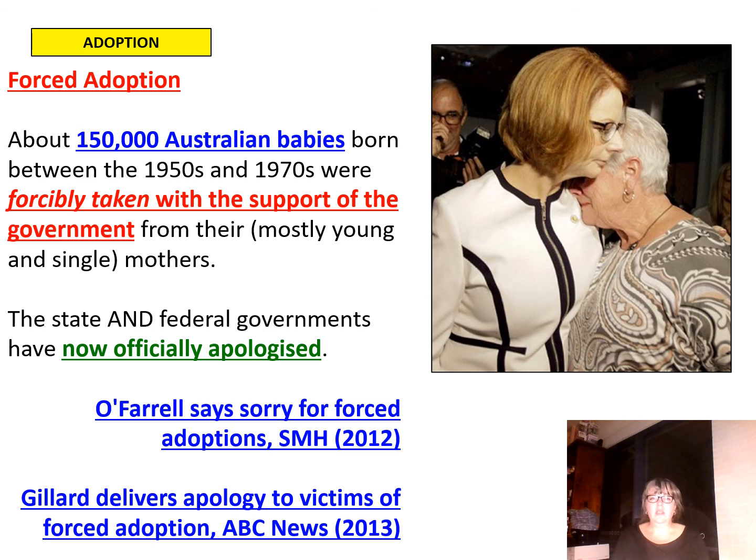And forced adoption. Oof. What was that really good show? Was it called Love Child? Love Child on Channel 9. You might have seen that a couple of years ago on TV. It kind of looked at this idea of forced adoption. So about 150,000 Australian babies born between the 50s and the 70s were forcibly taken with the support of the government from their mostly young and single mothers. The state and federal governments have now officially apologised. O'Farrell says, sorry, forced adoption. Barry O'Farrell was the New South Wales Premier at the time then. And Gillard delivers apology to victims of forced adoption. 2013, Julia Gillard, who was our Prime Minister at the time.